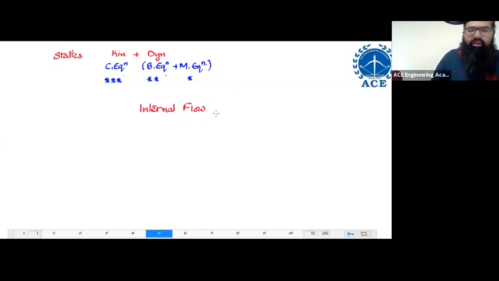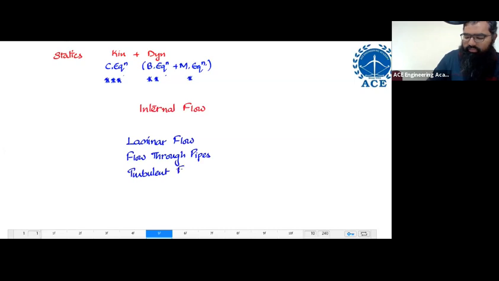Now listen to this. Internal flow. Strictly speaking, internal flow in your literature is going to have three chapters. First chapter's name is laminar flow. Second chapter's name is flow through pipes. And last chapter's name is turbulent flow. Don't worry, from here onwards, the subject will become relatively easy.